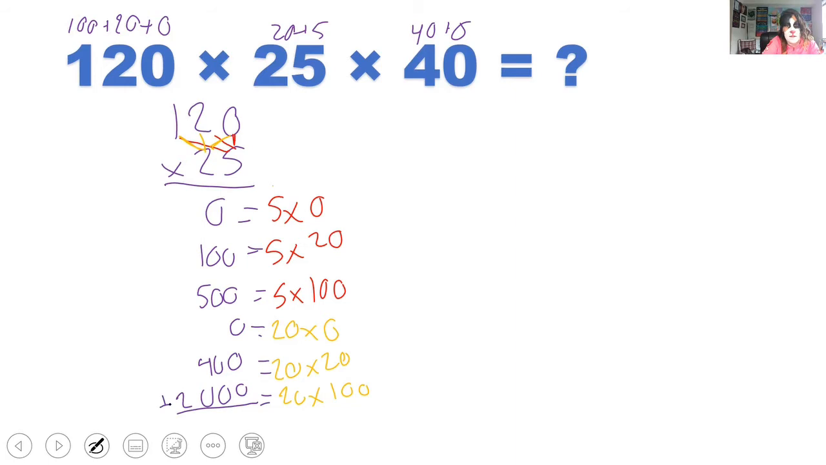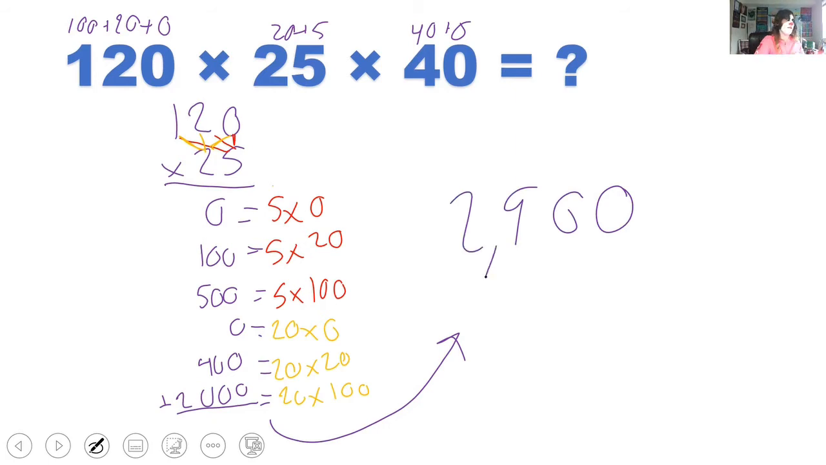Add that all together. I'm going to write the answer over here. We have 0, 0 plus 0 plus 0 plus 0 is 0. 1 plus 5 plus 4 is 9. 2 plus nothing is 2. So our answer is 2,900. Okay, but we are not done.